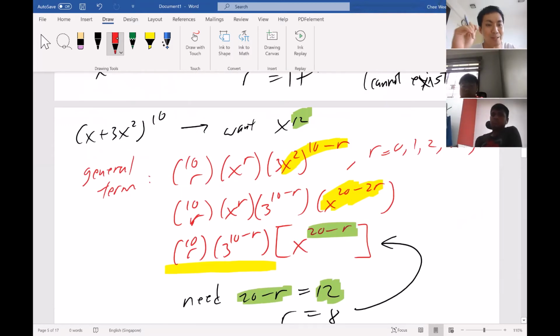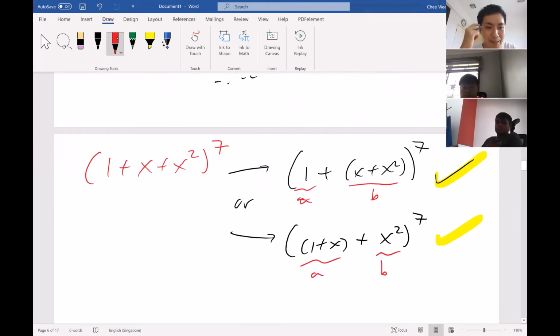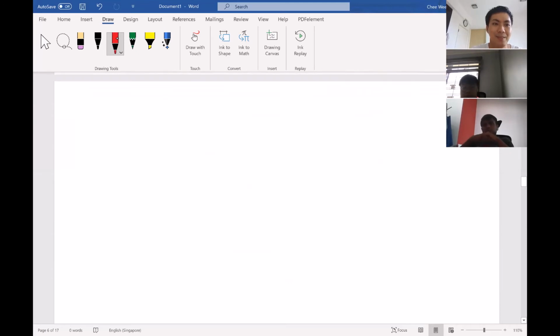So to prove that something cannot exist, and when you need to do trial and error, and a general term. If you can master this, 80% of the binomial questions you can do already. So what will be the typical exam questions? It will always be like this.